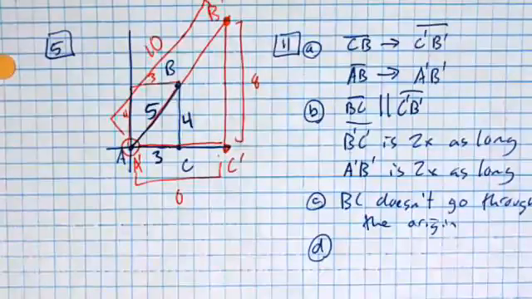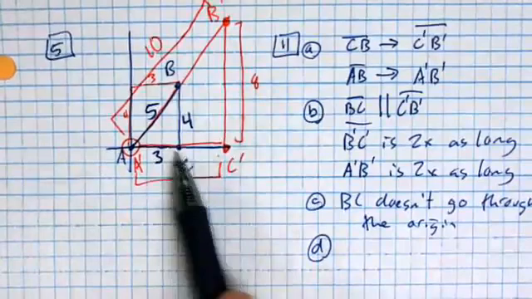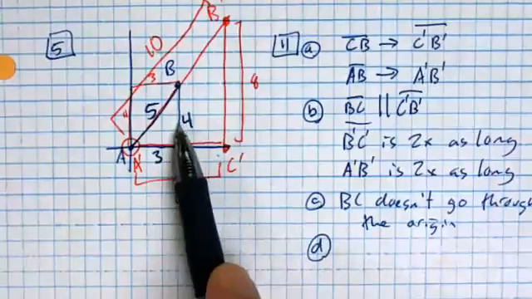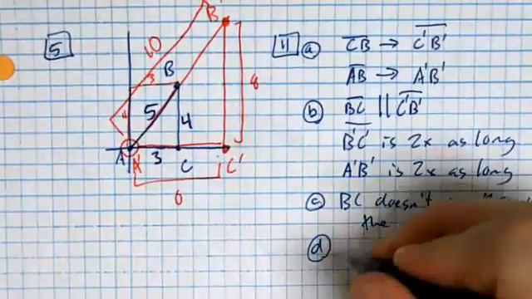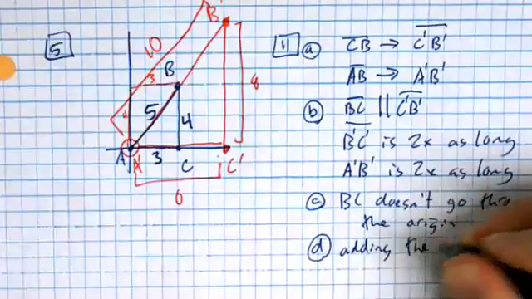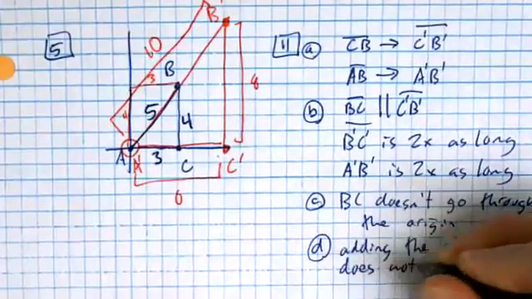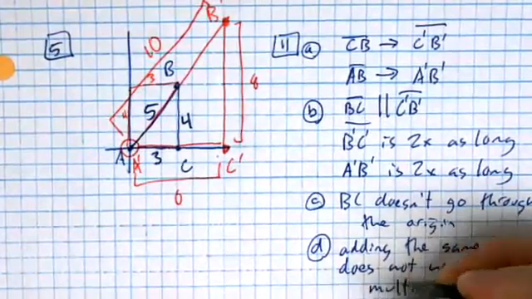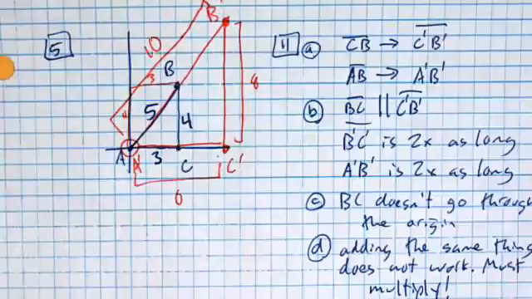The question they're asking in D is, can you just add the same amount to each side? If I just took this 3 and added another 3 on, that would give me a 6. That would work, right? But if I took the 4 and added a 3 on, I would get 7 and not 8. So that does not work. Adding the same thing does not work. We must multiply. We can multiply each of those original sides by 2 and get the new sides. That does work. Adding's not going to work for us.